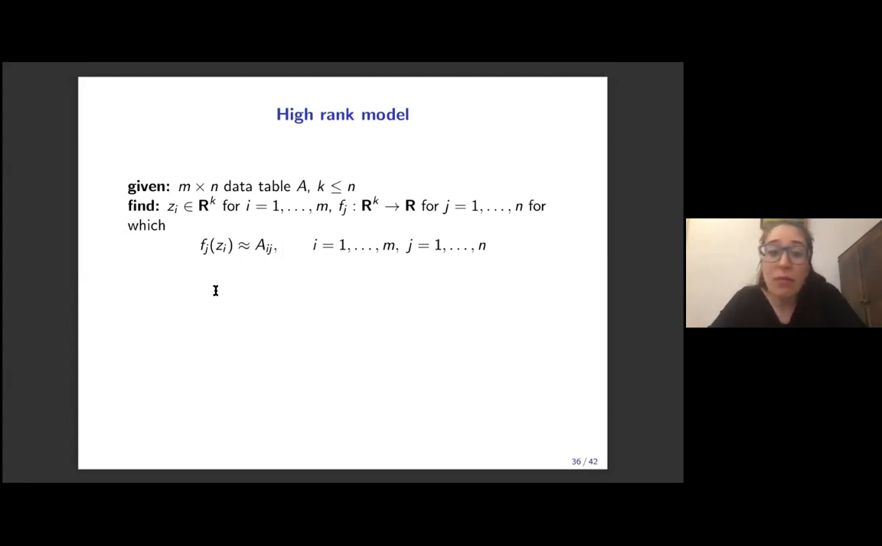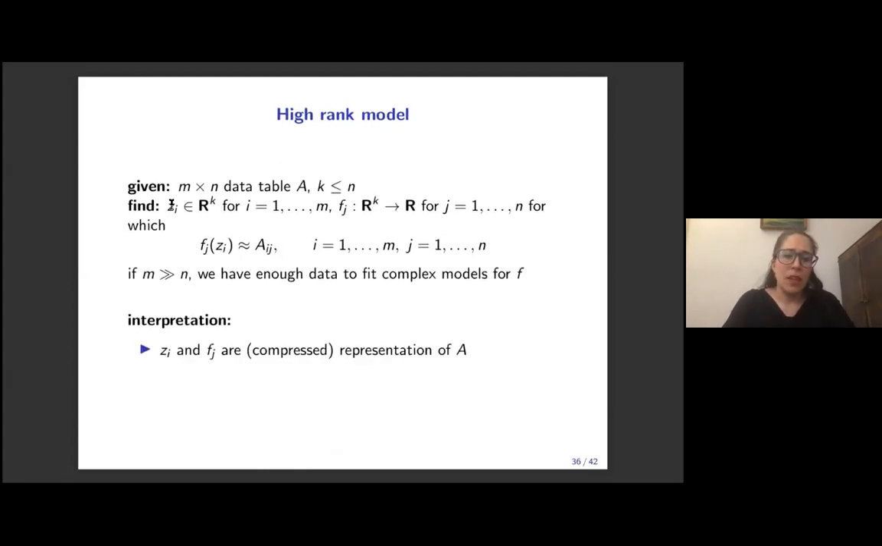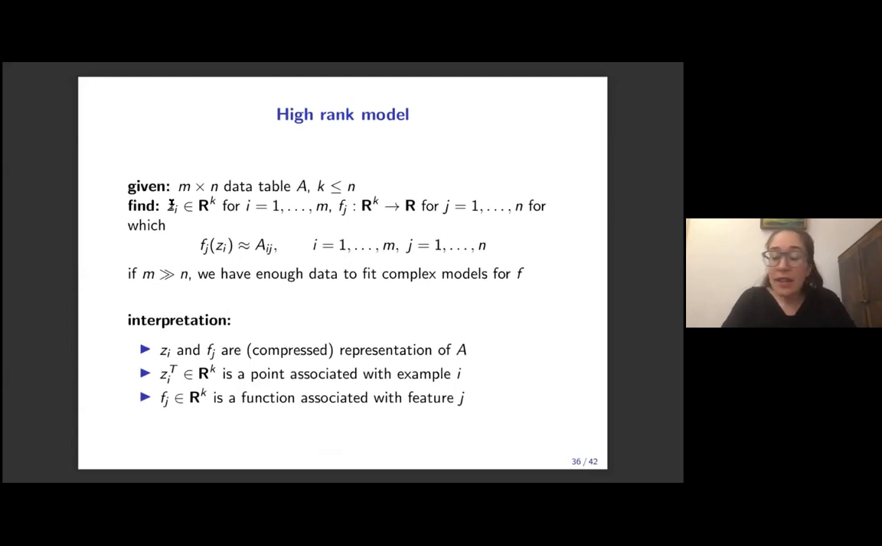I have more data about every column, so I can use all of the data in that column to estimate the function f_j. Whereas for a row, I have less information, so I better set my sights low and just estimate a low dimensional vector for every row. The interpretation is kind of the same. The z_i and f_j are a compressed representation of my data table A. z_i is a point associated with example i, and now f_j is a function associated with feature j.